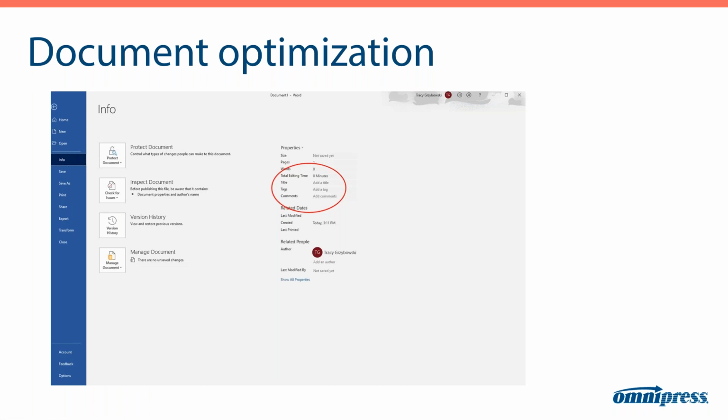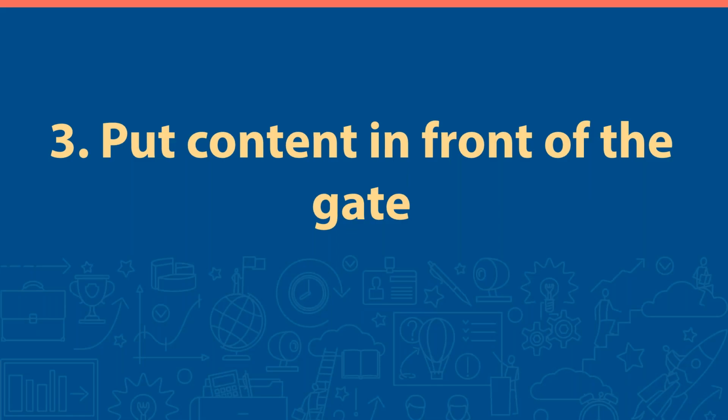And then the same thing goes for documents and PowerPoints. So you go into File Info and you'll see the properties listed on the right. And this area that I have circled here, actually you can click in there. I don't know that people necessarily realize that, but you can click in there and you can add the title of the document and you can also add some keywords in the tags. So that was number two.